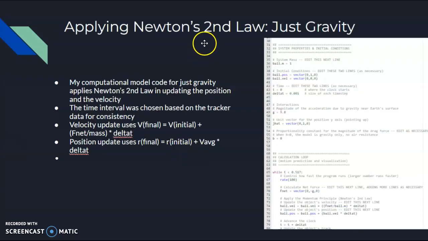Alright, so applying Newton's second law, just gravity. My computational model code for just gravity applies Newton's second law in updating the position and the velocity. The time interval was chosen based on the Tracker data for consistency, so 0.517 is the maximum time. The velocity update uses the equation v final equals v initial plus F net divided by mass times delta t, so that's right here. And the position update uses r final equals r initial plus v average times delta t, so that's here.